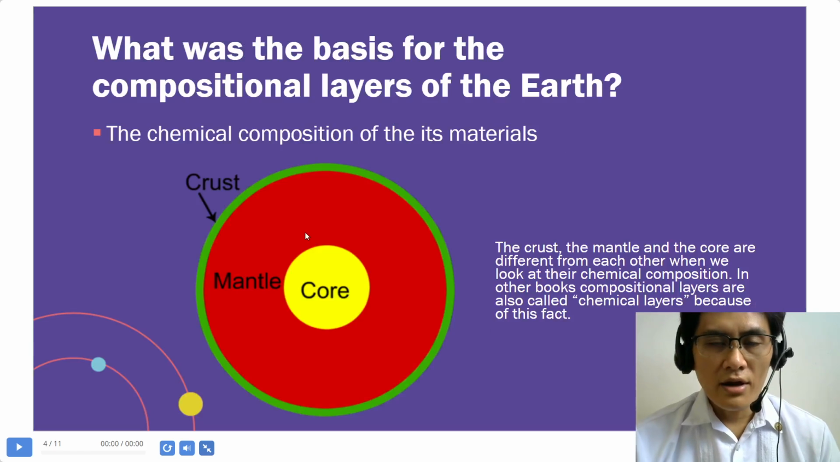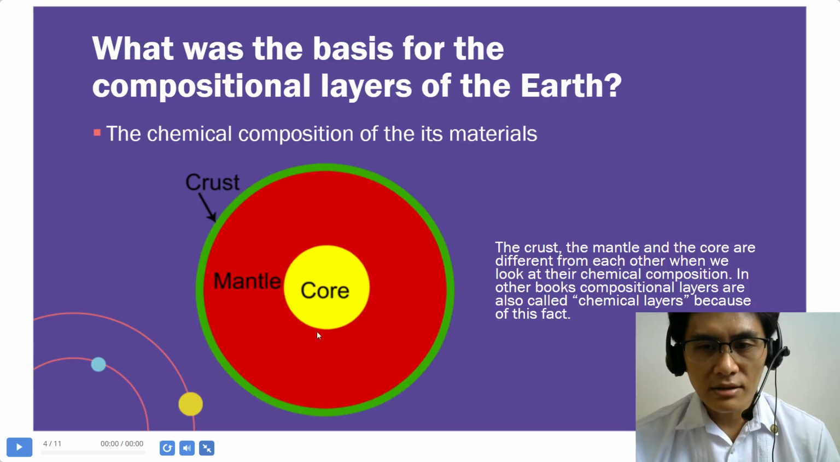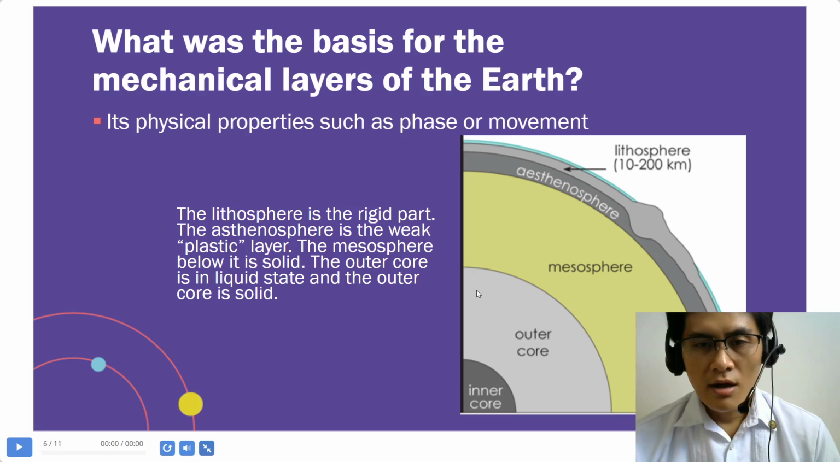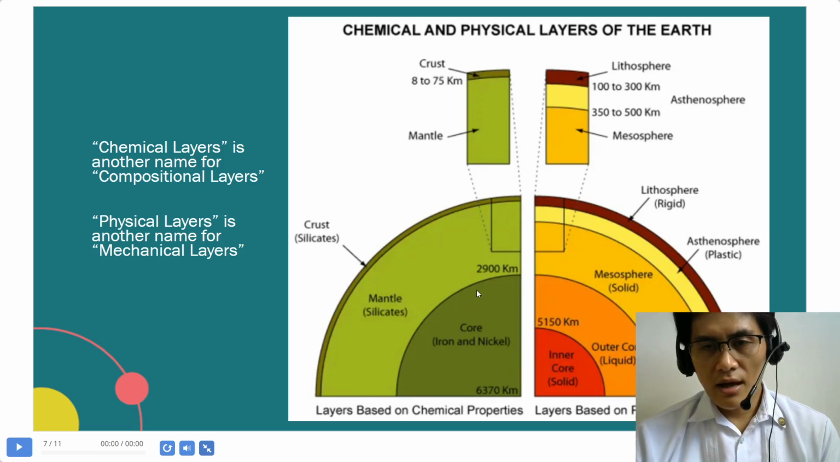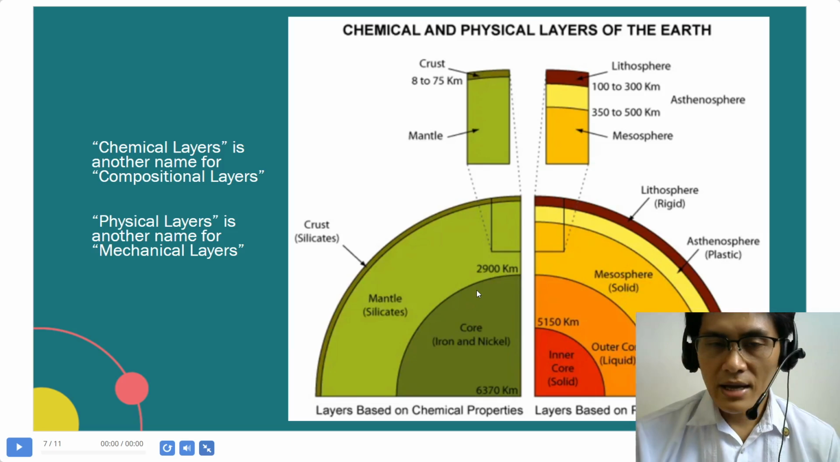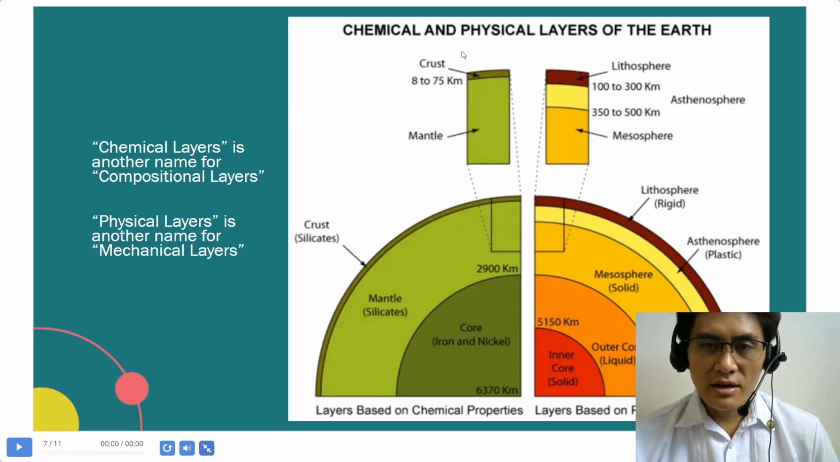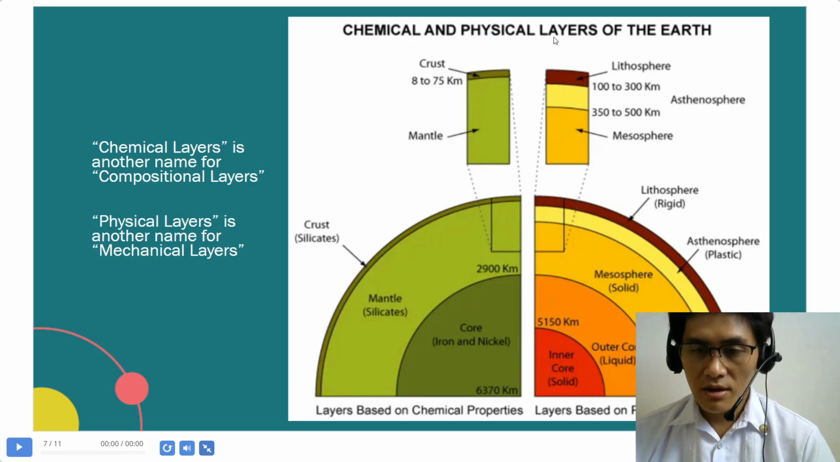Now, if you remember, the compositional layers in video one are made up of core, mantle, and the crust. So only three. But the mechanical layers, now we have five: lithosphere, asthenosphere, mesosphere, outer core, and inner core. Now, the best way to go about discussing how they are different is to look at the transition from compositional to mechanical layers. By the way, on this slide, the chemical layers are also called compositional layers, while the mechanical layers are also called physical layers, for obvious reasons of course.